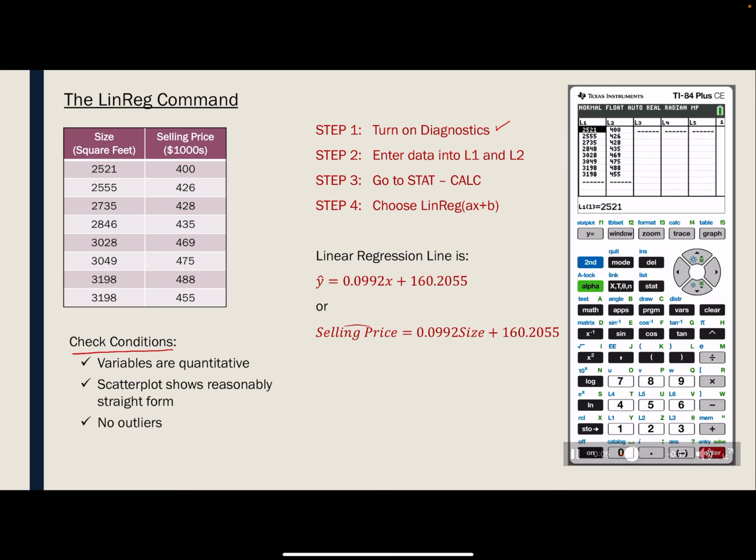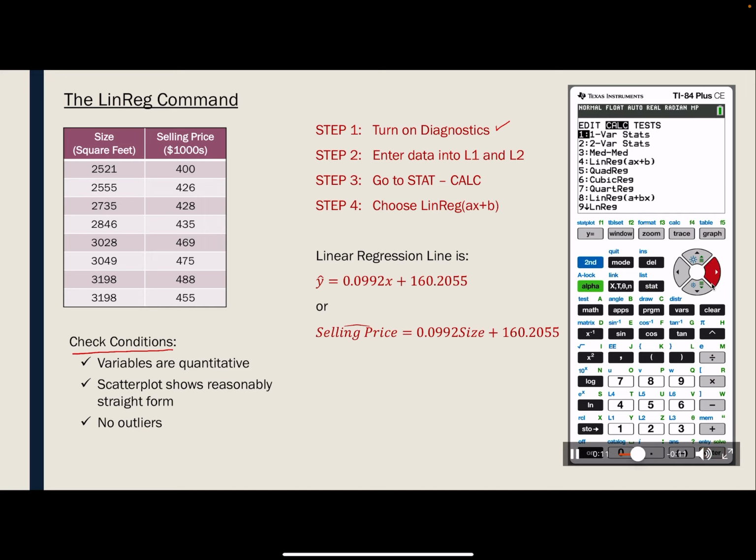So there's the data. Notice again that I have to be more careful here. I'm making sure that I'm putting the explanatory variable in L1 and the response variable in L2. Then go to Stat, Calc, and I always use number 4. Number 8's an option, but it's just more clicks away. I think number 4 is easier because it's quicker.